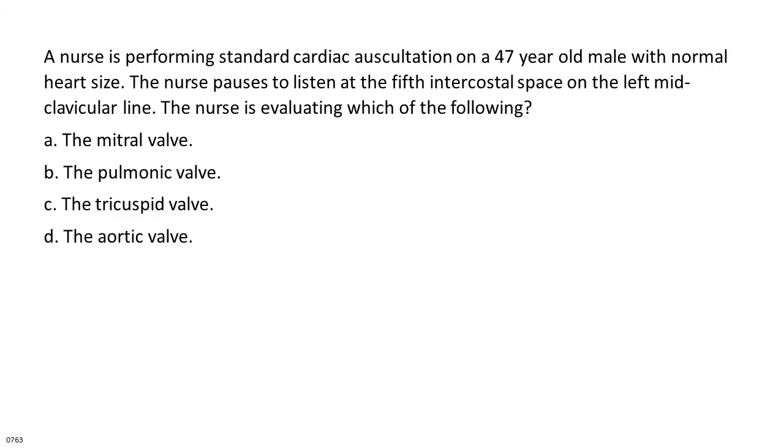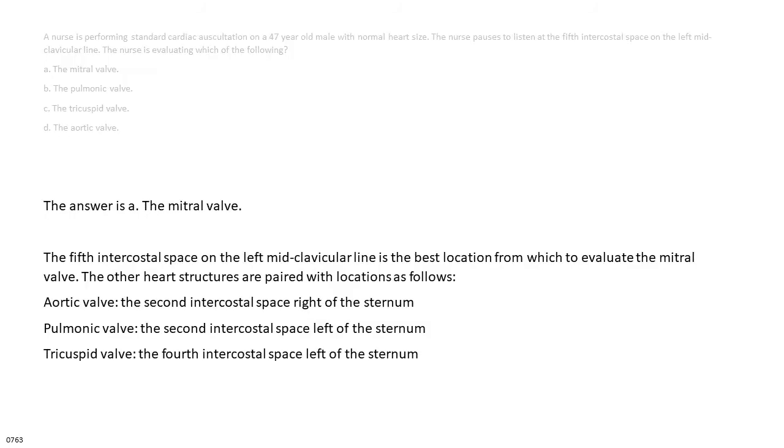A nurse is performing standard cardiac auscultation on a 47-year-old male with normal heart size. The nurse pauses to listen at the fifth intercostal space on the left midclavicular line. The nurse is evaluating which of the following? A. The mitral valve. B. The pulmonic valve. C. The tricuspid valve. D. The aortic valve. The answer is A. The mitral valve.